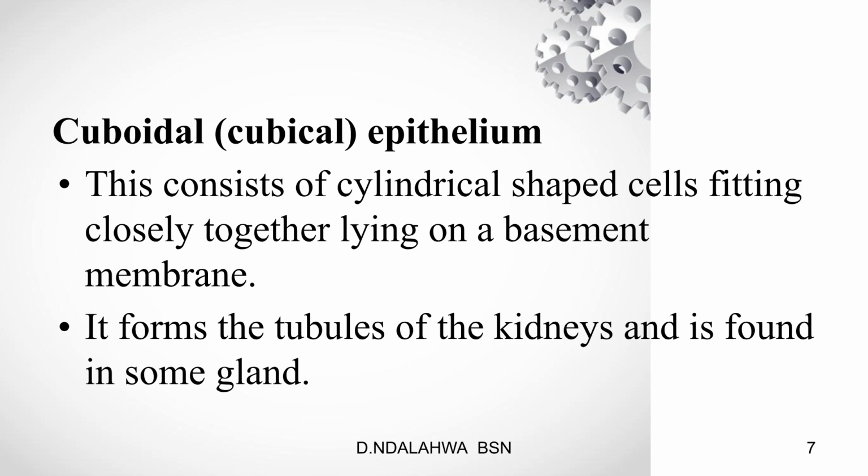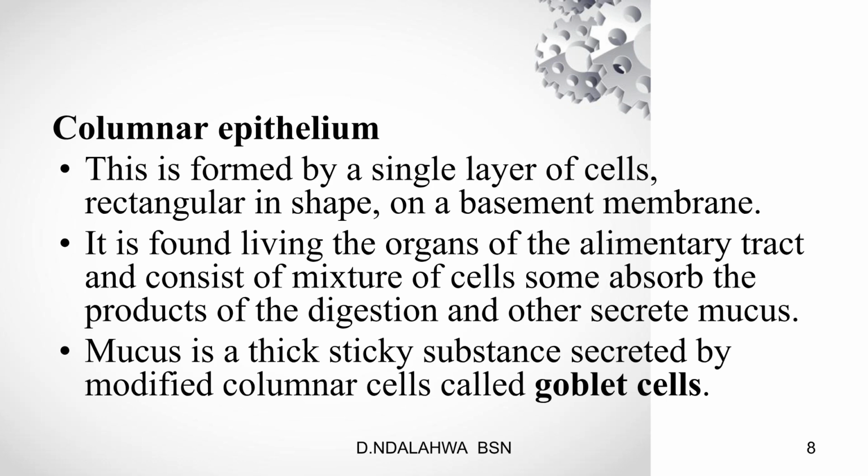Cuboidal, or cubical, epithelium consists of cylindrical cells fitting closely together on a basement membrane. It forms the tubules of the kidneys and is found in some glands. Columnar epithelium is a single layer of rectangular cells on a basement membrane. It lines the alimentary tract, with some cells absorbing nutrients and others secreting mucus. Mucus is secreted by modified columnar cells called goblet cells.